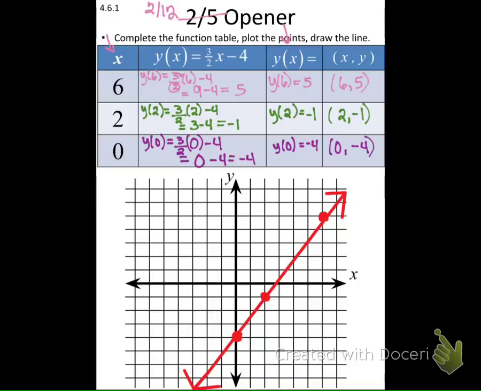So make sure your line is nice, long. It goes to the end of the coordinate plane. You have your arrows, and it goes through all of your plotted points. Okay? It'll be worth 3 points on your test.